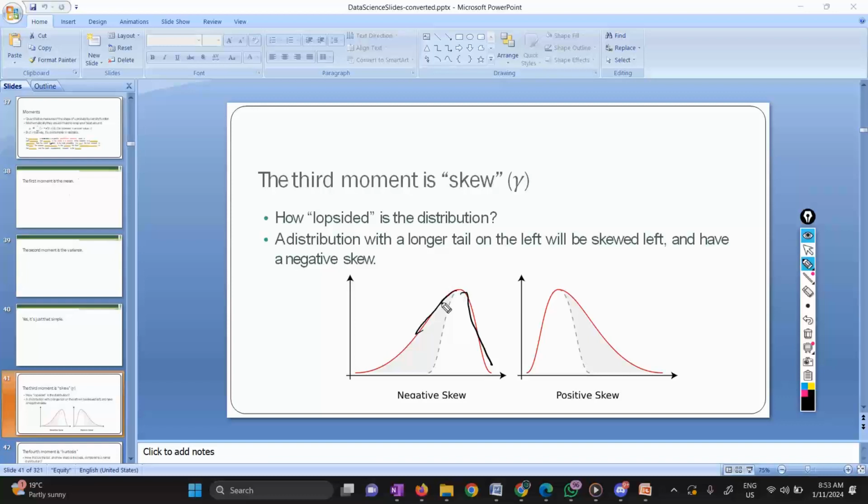The meaning of skew is this. Where is it skewing towards? Negative skew. So the skew is towards the negative. Here the skew is towards positive. Yes, sir. Now I got it.